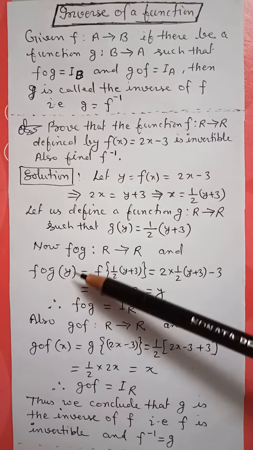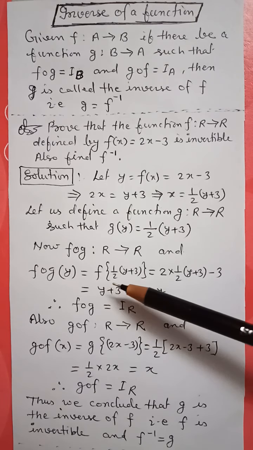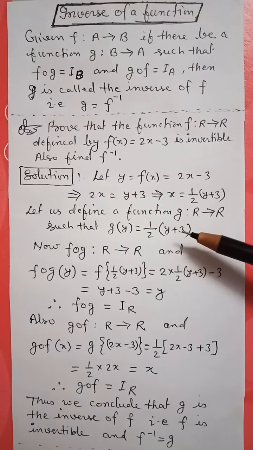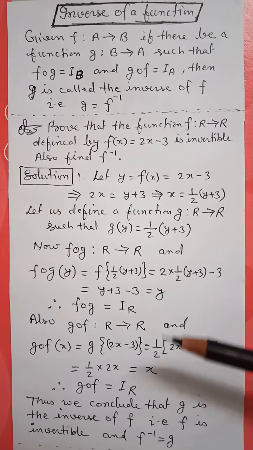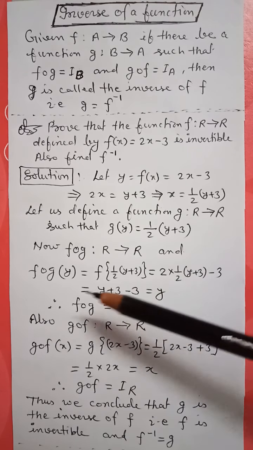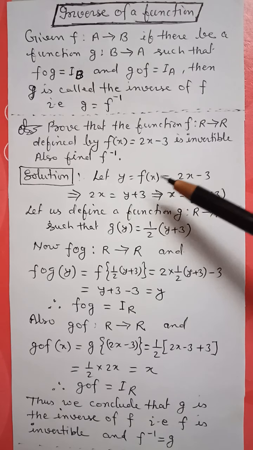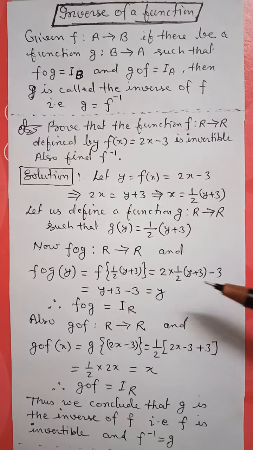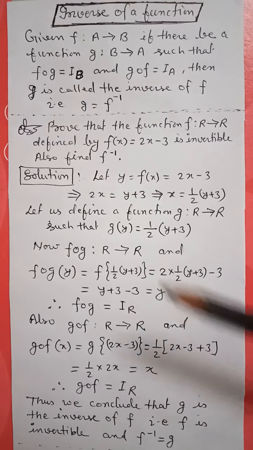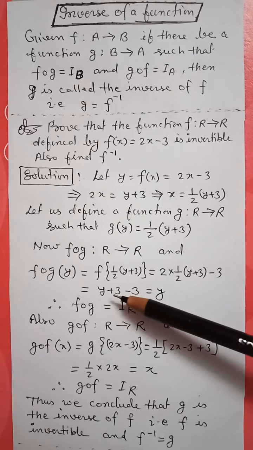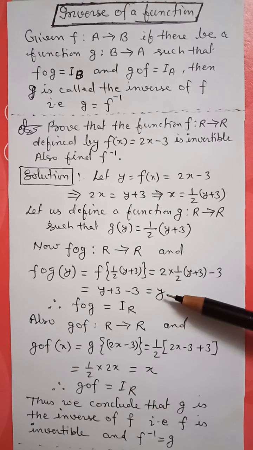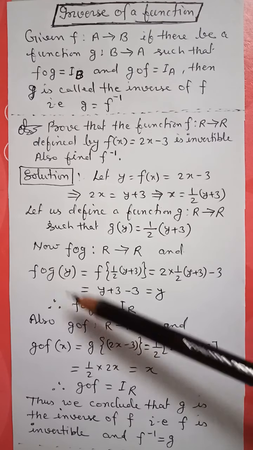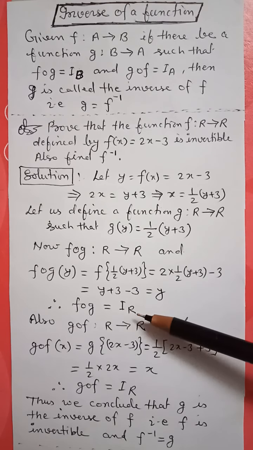Now f on g at y is equal to f of half of y plus 3, because g of y is half of y plus 3, and this is equal to, f of x is 2x minus 3, therefore 2 multiplied by half of y plus 3 minus 3, and this is going to be y plus 3 minus 3, that is equal to y. Hence we find that f on g is an identity function on R.